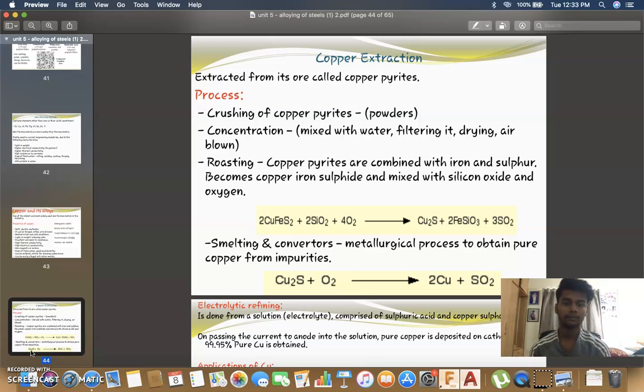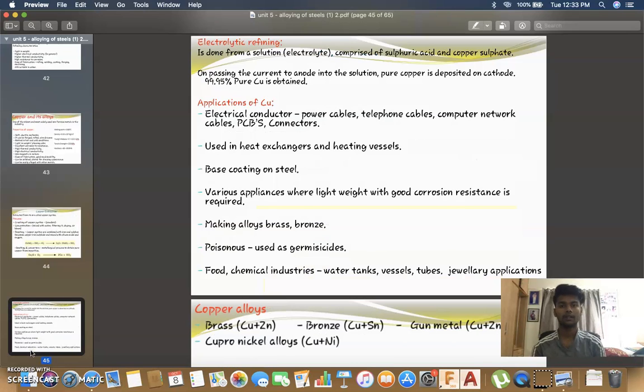Then the next process is smelting and converters, a metallurgical process to obtain pure copper from impurities. Let's see the equation: Cu2S + O2 gives rise to 2Cu + SO2. Another process is electrolytic refining. It is done in a solution called electrolyte, comprised of sulfuric acid and copper sulfate. On passing the current through the anode into the solution, pure copper is deposited on the cathode. 99.95% pure copper is obtained.